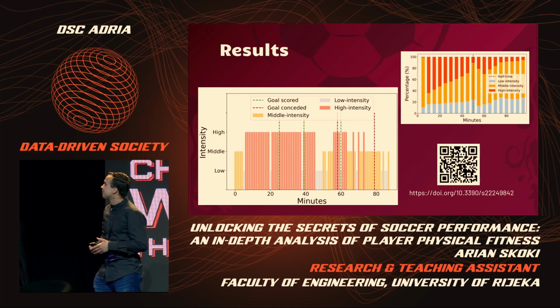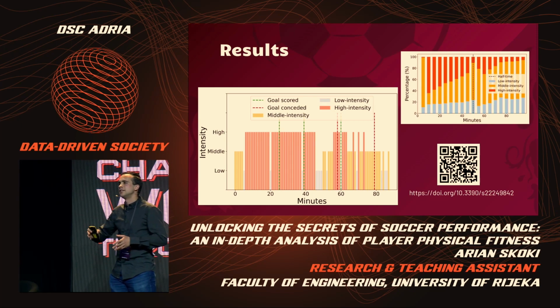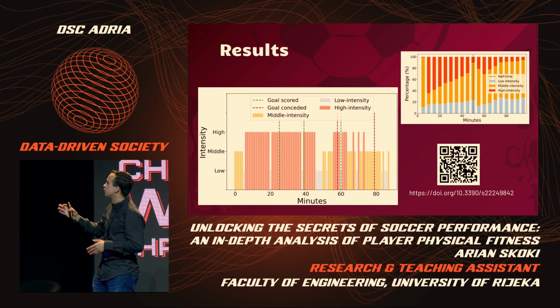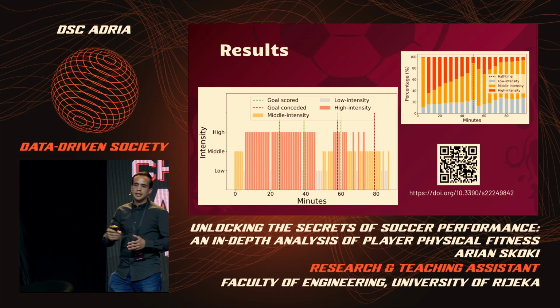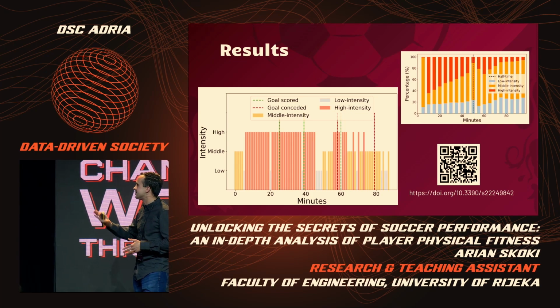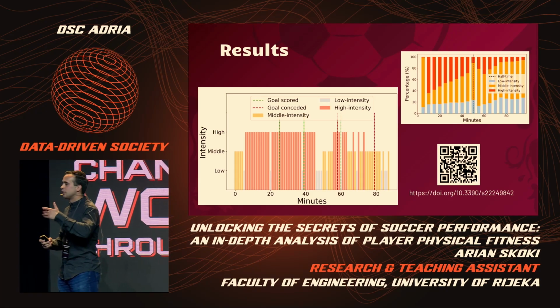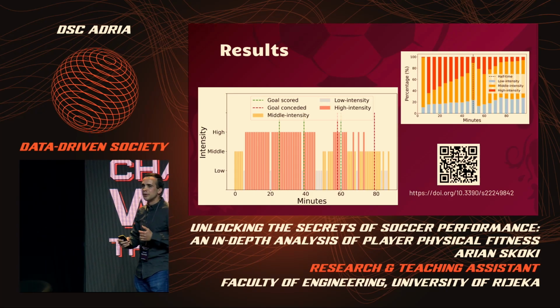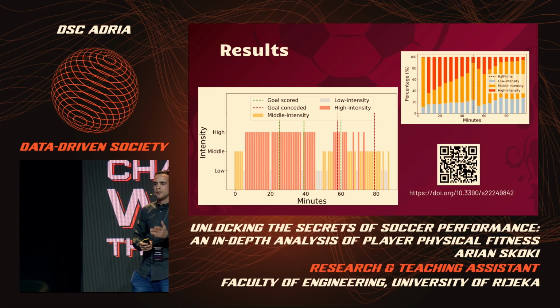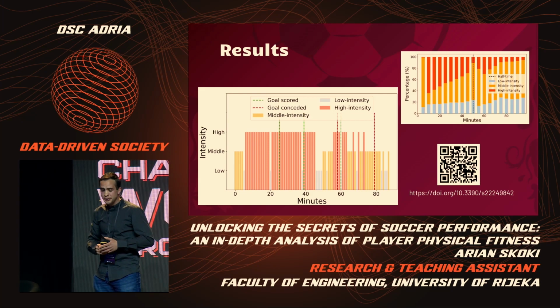And we can see that at the start of the match, he had plenty of these high-intensity repetition events, followed occasionally by low intensity. But as the match went by, at the end of the match, this high intensity turned into middle intensity, and we had a bit more low intensity. So his performance dropped a bit. Here's the paper that we did, so if you want to have a look, the QR code is here.